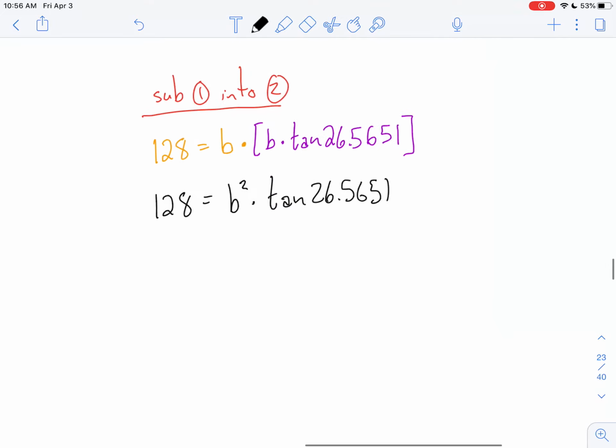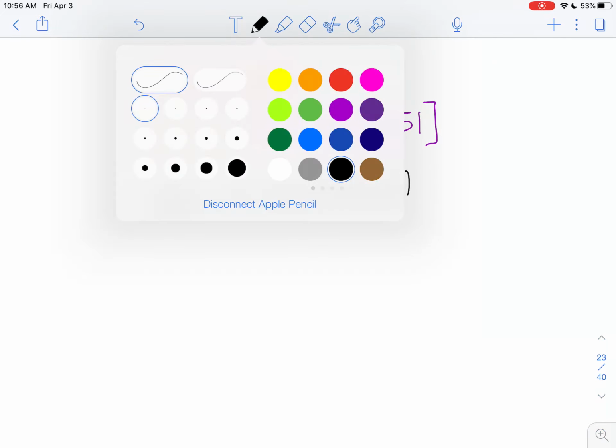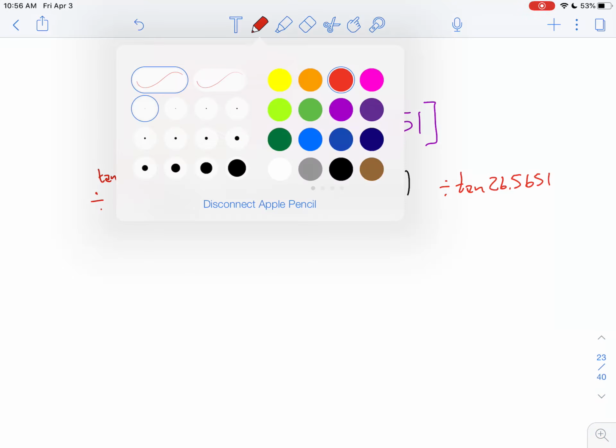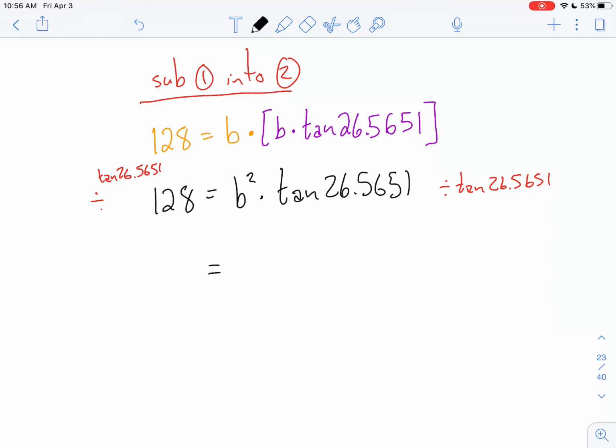So if I want to solve for b, I'm going to divide both sides by that tan number. I'm going to divide this side by tan 26.5651. Notice I haven't written out what that is because it's a big, long, ugly decimal, and I don't want to write out even more decimals. If I divide that side by tan of 26.5651, I have to divide the other side by the same thing. I'm just showing my steps here. You may not show those two steps. Those two would divide to 1, and I'll be left with 128 divided by tan of 26.5651.